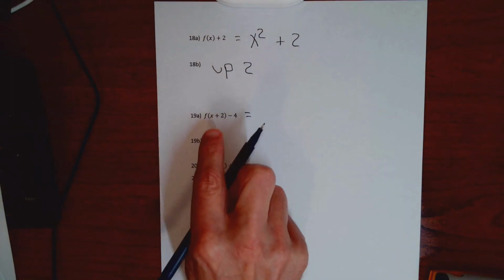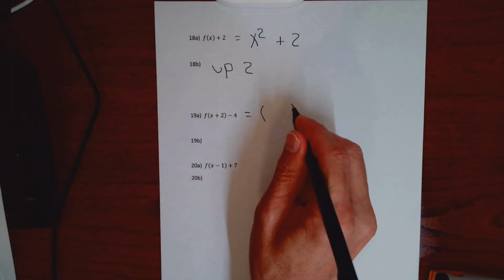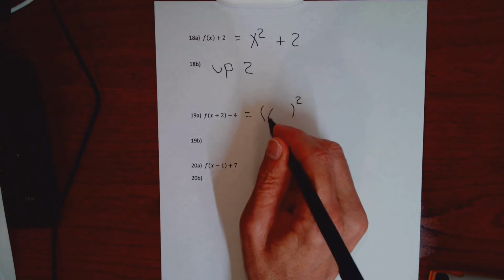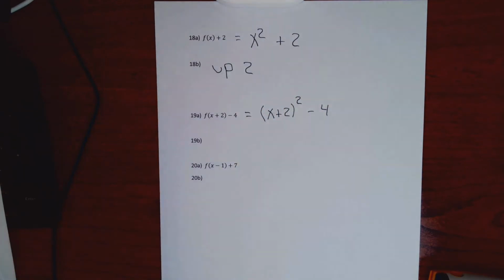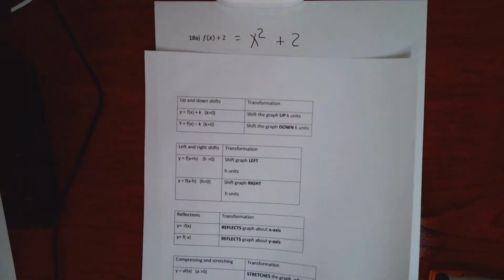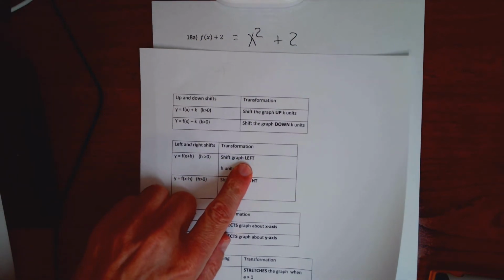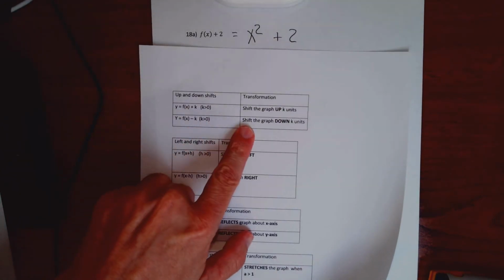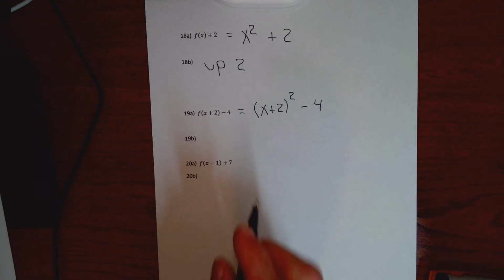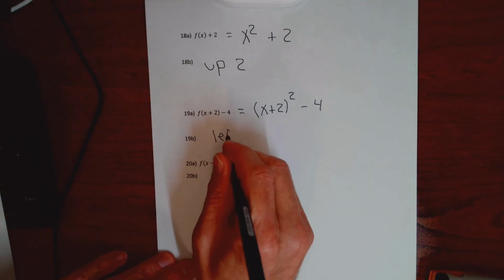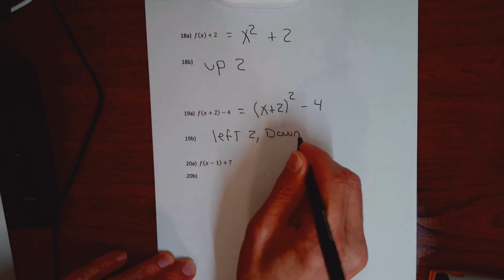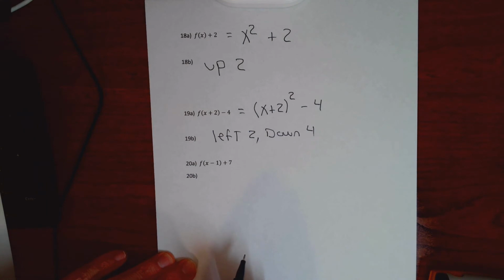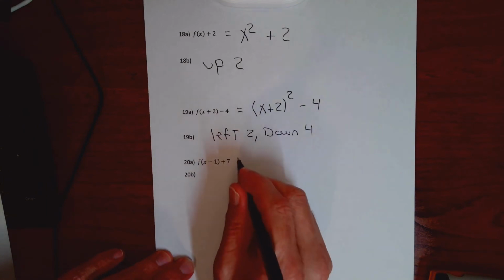19a, the x plus 2 is going to need to go inside a parentheses with an exponent of 2 when I'm trying to find each function. The minus 4 goes at the very end of whatever I had to write preceding it. That's the find the function. The plus in the parentheses moves the graph left. The minus after the function moves the graph down. So I'm going to say this graph gets shifted left 2 units and down 4 units. Last one of these, and then we'll just have the word problem.